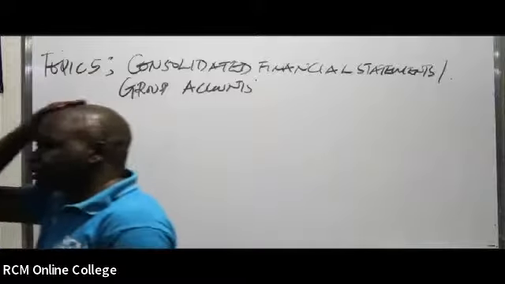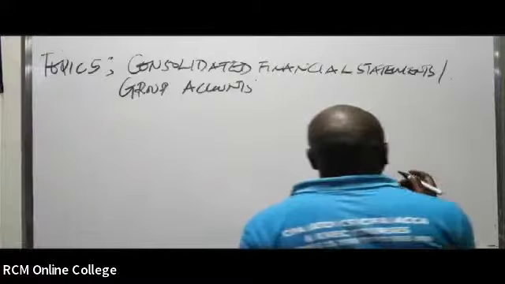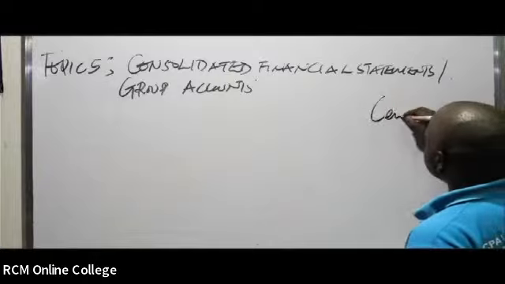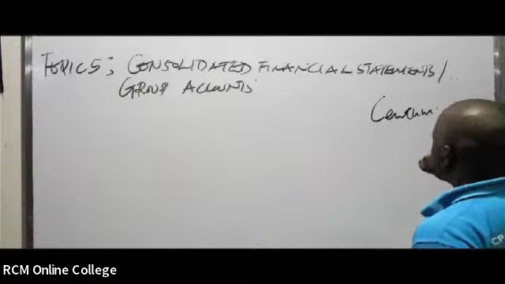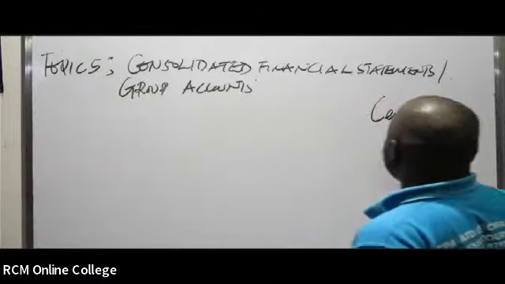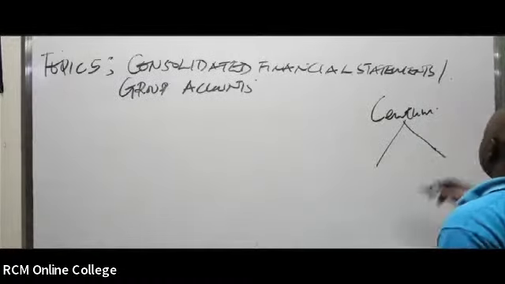So ideally, what are group accounts? Group accounts will arise in a situation where we have a company that has acquired what we call subsidiaries. So you can have, in this case, company A. It has made acquisitions of shares in a number of companies, and it can control the affairs of a number of companies.